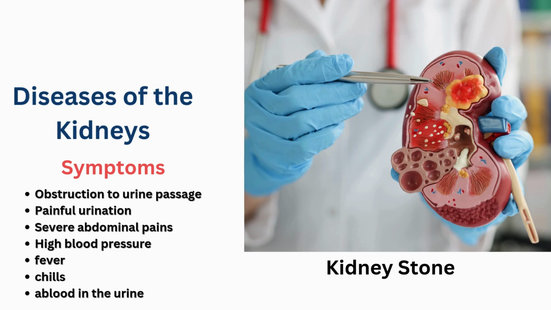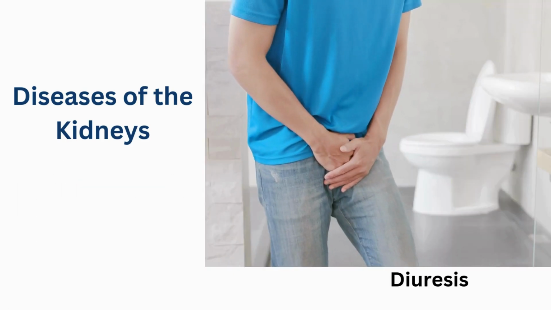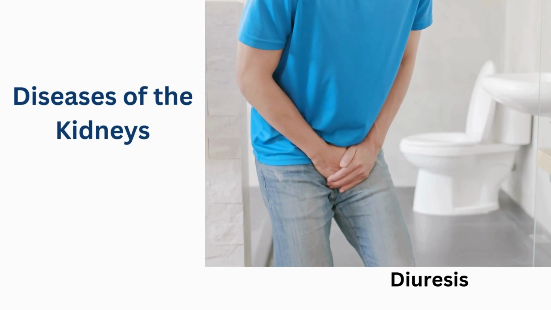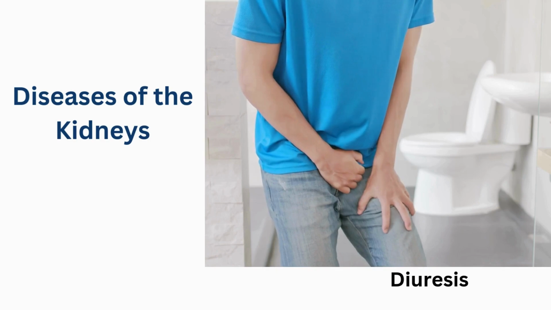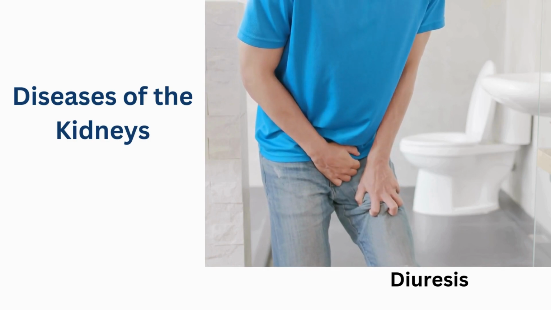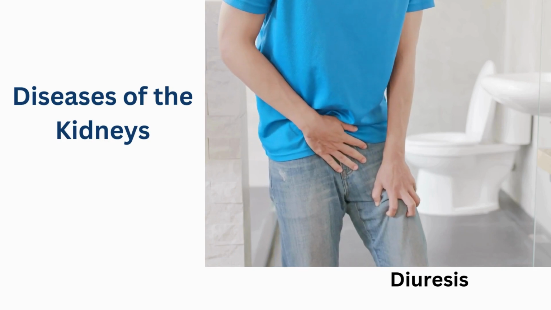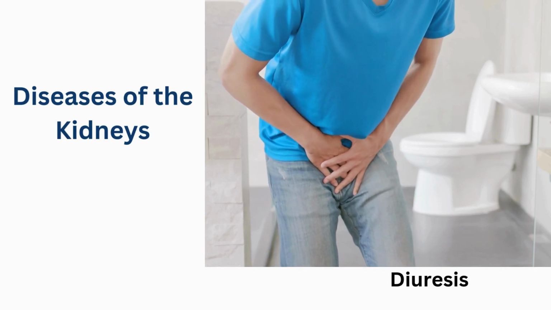Another disease of the kidney is diuresis. Diuresis is a condition in which the cells of the kidney tubules are not reabsorbing water from the glomerulus filtrate. As a result, a large amount of water is passed out in urine.